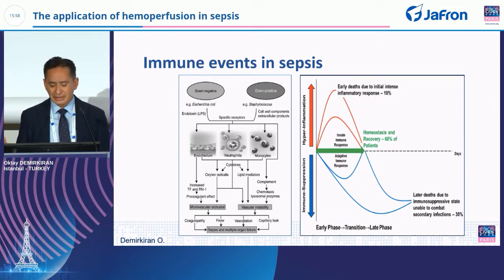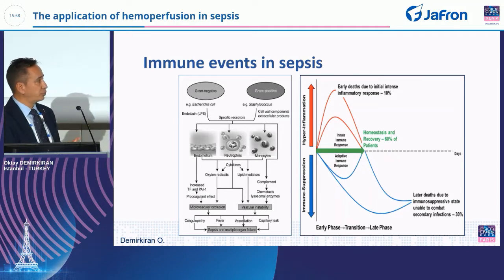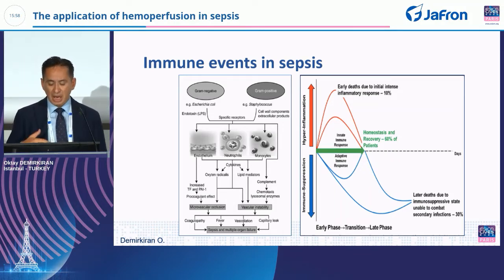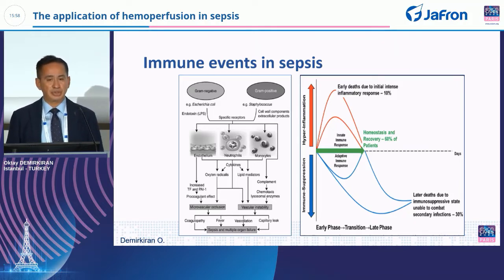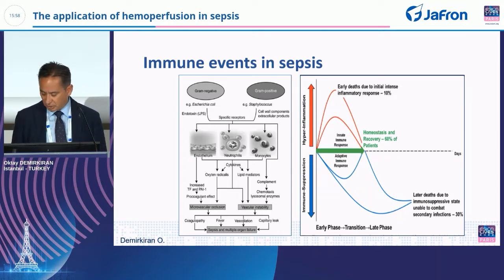If you look at the right side, hyperinflammation and immune suppression are very important. In the early phase, early deaths due to the initial intense inflammatory response are about 10%. If you can intervene here and restore homeostasis, recovery is up to 60%. That's why it's important, and I will tell you again in my forward slides.